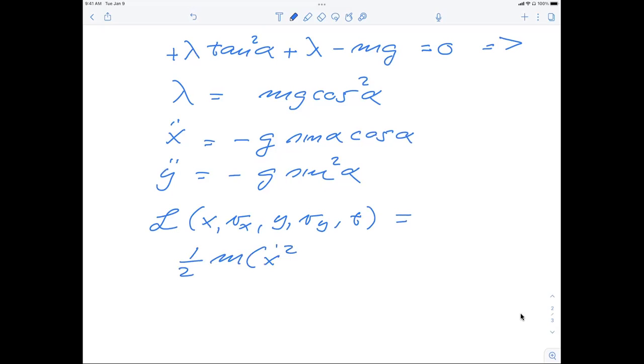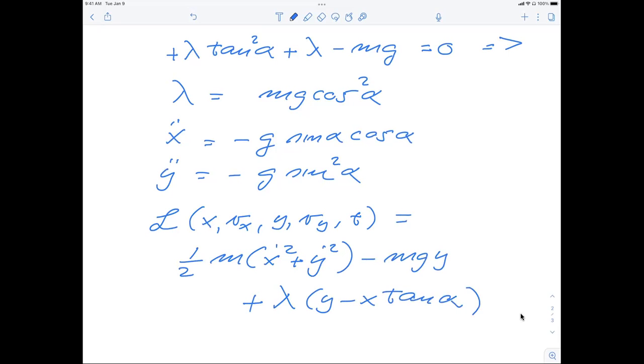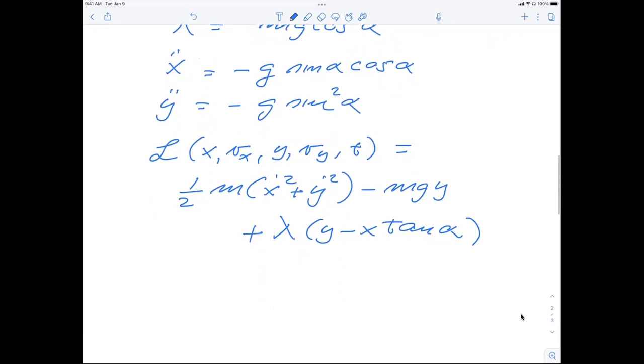So we have the velocity in the x direction plus the velocity in the y direction. And then we had the potential energy, which in our case was minus m times g times y, plus the specific function g of x or y, which in our case is equal to y minus x times tan alpha.